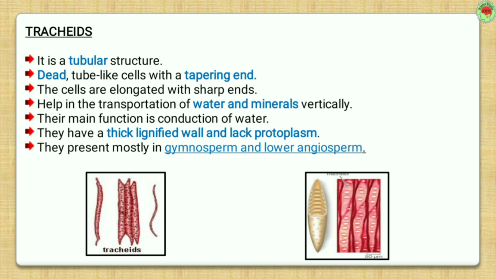Now here you can see in the second picture that tracheae are arranged laterally. They don't arrange point to point, right? They are arranged laterally. So this way they can conduct water and minerals vertically.